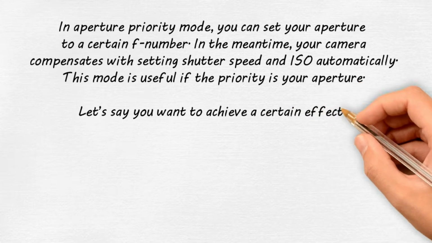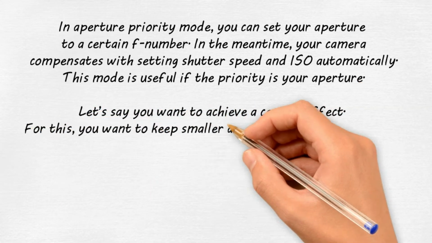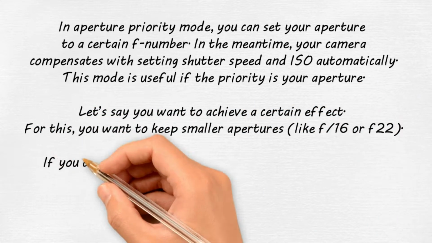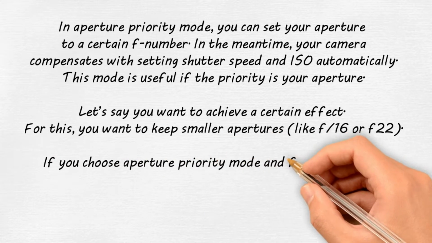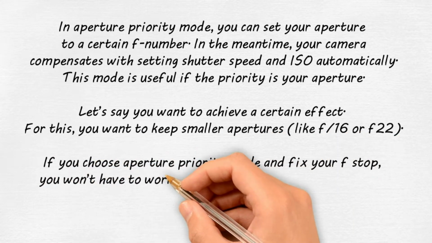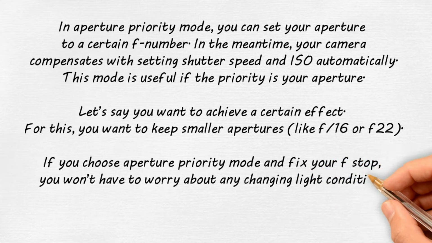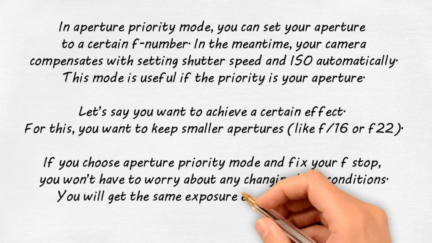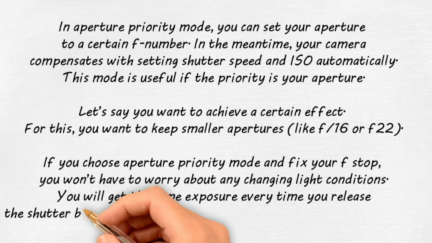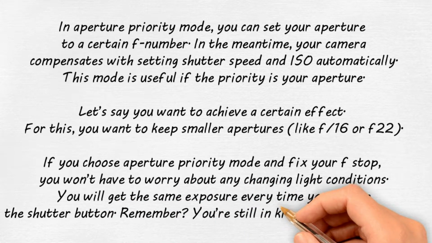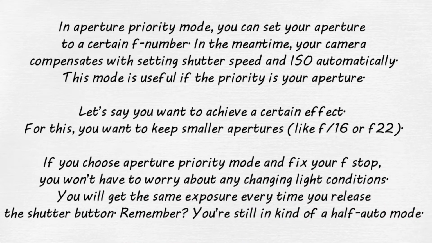Let's say you want to achieve a certain effect. For this, you want to keep smaller apertures. If you choose aperture priority mode and fix your f-stop, you won't have to worry about any changing light conditions. You will get the same exposure every time you release the shutter button. Remember, you're still in kind of a half-auto mode.